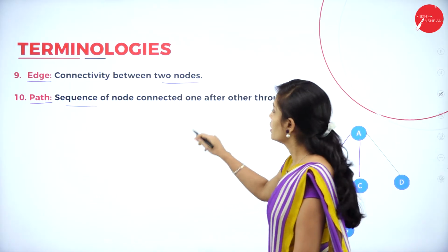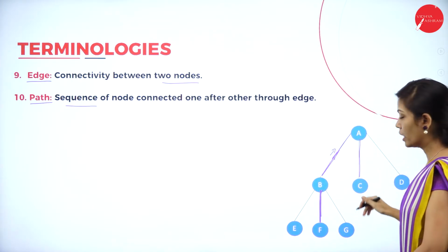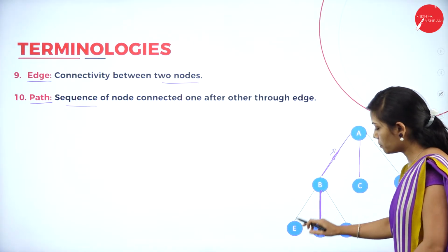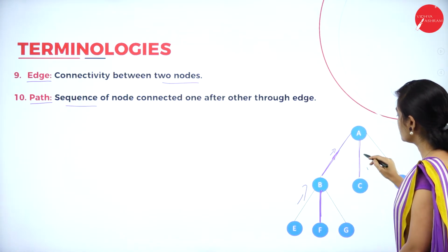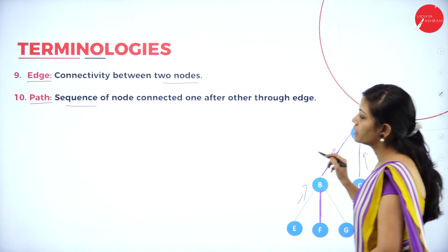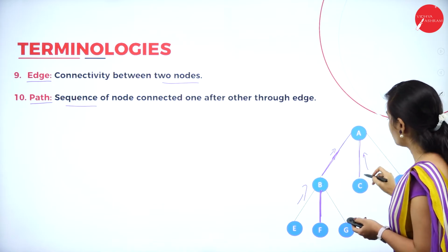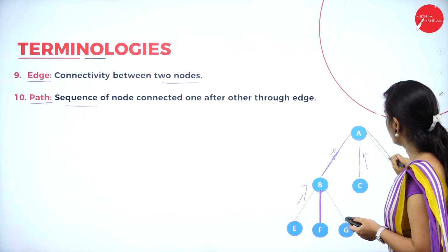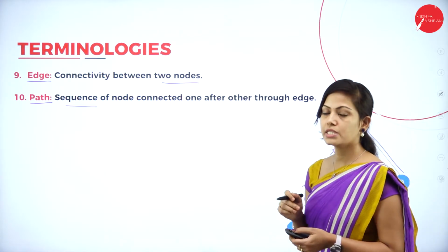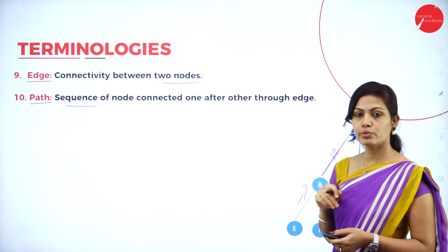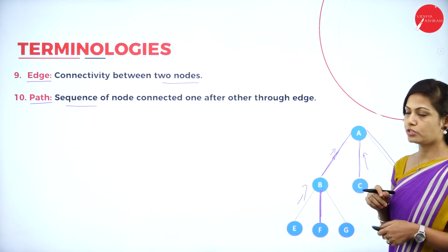A path is a sequence of nodes connected one after another through edges. So for connecting from E to B, there will be a path. And connecting from C to A, there will be a path. Clear? Through an edge, it is connected from one node to another. So these are the main terminologies of trees. Very important question for 2 marks. So just write the definition and example for this.